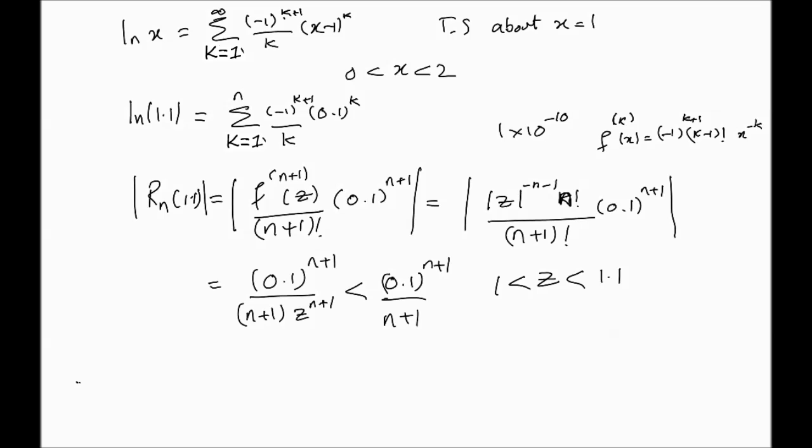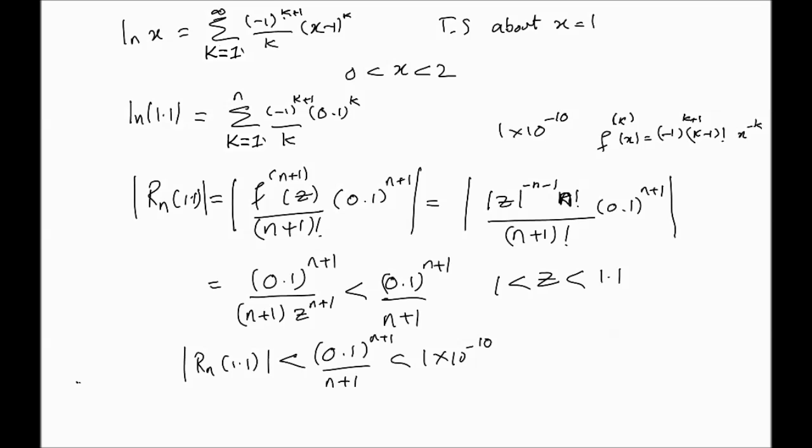Now what do I want? I'm saying that the remainder term for 1.1 is bounded above by this term, 0.1 to the n plus 1 over n plus 1. And of course we want that to be bounded by an error, because this is the remainder. So we want the remainder to be, say, 10 to the minus 10.